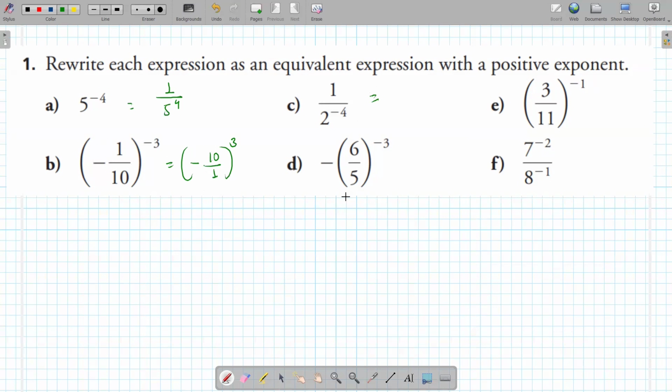What about C? How can we make that exponent positive? It becomes 2 to the power of 4. Right. What about D? You flip the fraction. So the sign on the outside stays where it is. Inside, the fraction flips upside down, and now the exponent becomes a positive exponent. What about E? You do the same. So it becomes 11 over 3 to the positive 1. For F, you're going to have to throw the 8 upstairs, becomes positive 1. You throw the 7 downstairs, becomes positive 2. And that's it.